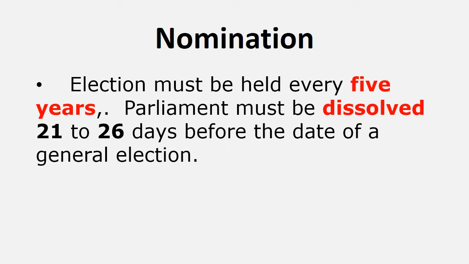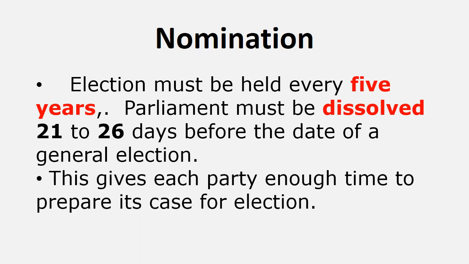Nomination. Election must be held every 5 years. Parliament must be dissolved 21 to 26 days before the date of a general election. This gives each party enough time to prepare its case for election.